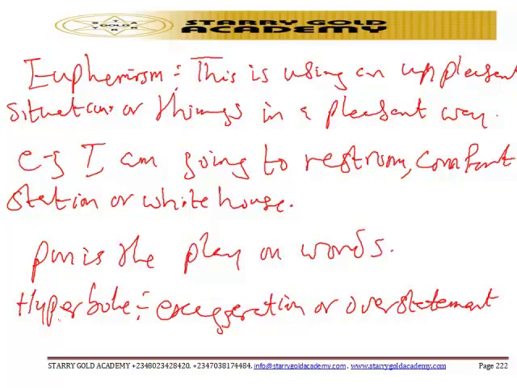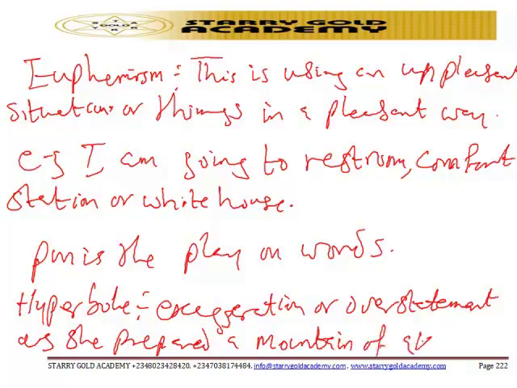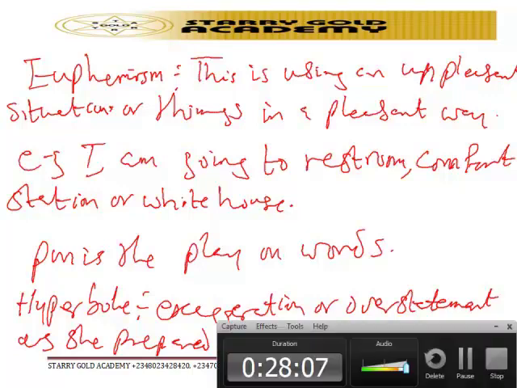E.g., he or she prepared a mountain of apple. To prepare a mountain of apple is not possible. Or the whole world gathered on my birthday. All these are good examples of hyperbole. It's an exaggeration. It's an overstatement. So with the examples so far, I believe you have had an understanding of figure of speech.